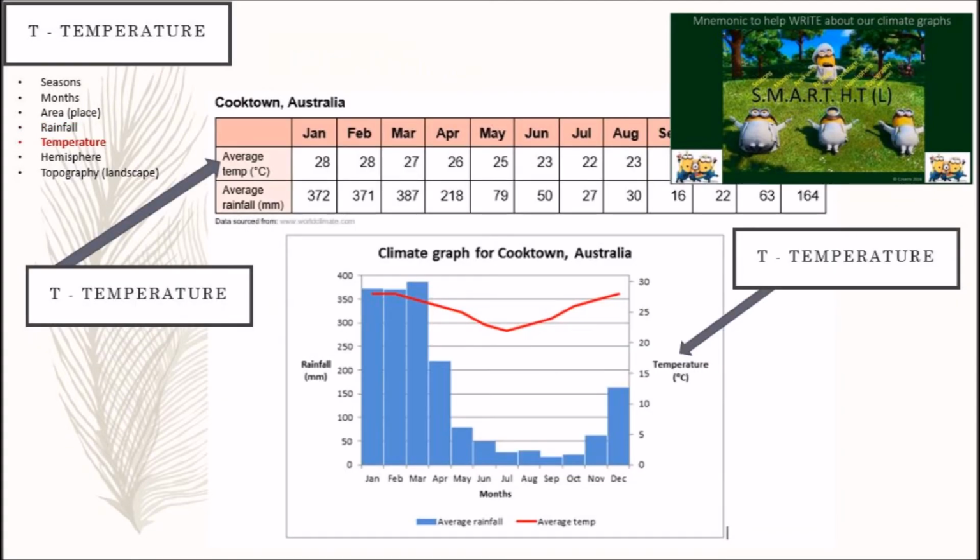The T within SMART of our mnemonics stands for temperature. As seen on our statistics table, the temperature is clearly shown for each month. On our graph, the temperature has been shown by using a line graph in red, and you will see the temperature measurements on the right hand side of the graph.